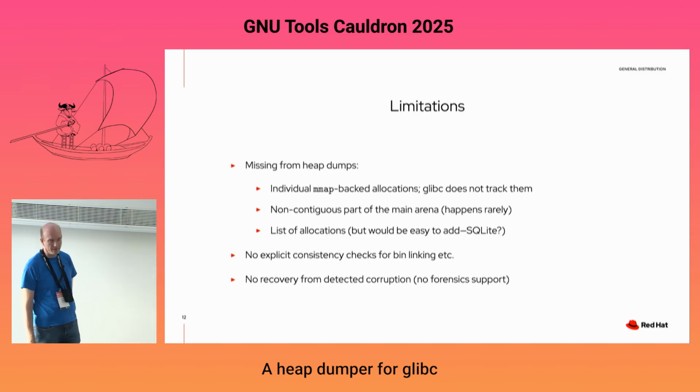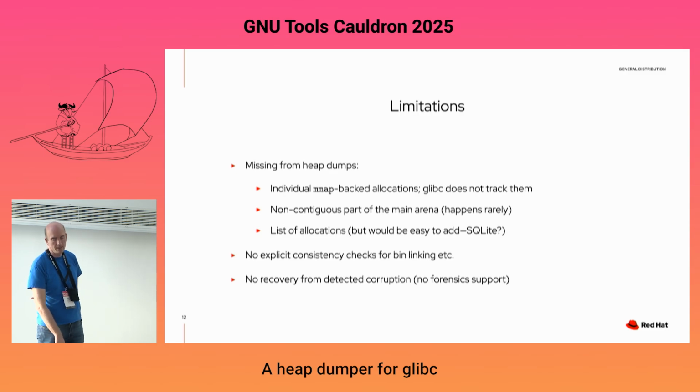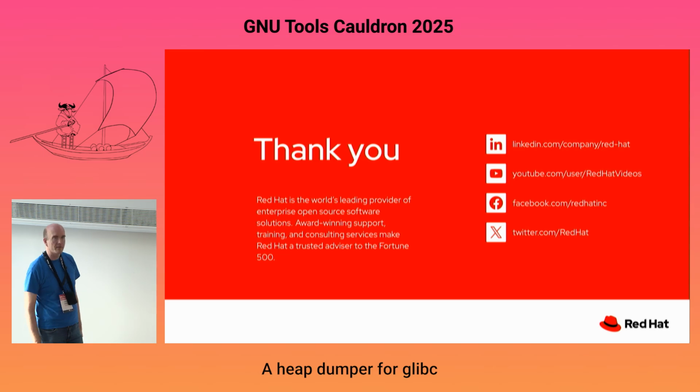We also don't have forensic support in the current heap dumper. If it detects corruption, it has fairly solid corruption checks for what it does, you just can't progress at this point. In theory, you could try to find a pointer on some free list that is at a higher address, and then start scanning from that again, and this way recover from the corruption and not lose everything at higher addresses. But it's not implemented. Okay, that's it.